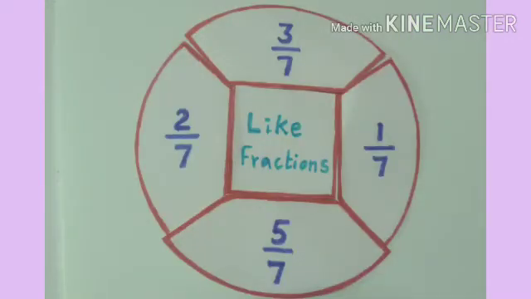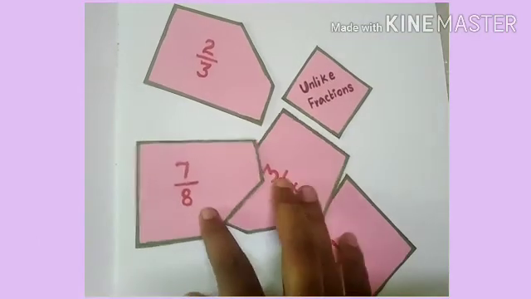Now we get the shape as circle. What do you observe from this picture? Yes, 1 by 7, 5 by 7, 2 by 7 and 3 by 7 are like fractions. Let's do another one.